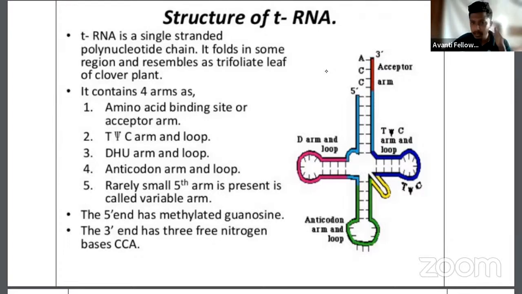And then we have a variable loop. So basically these are the variable loop. And then we have one more loop called the anticodon arm. So each of them has its own significance. All right. So let's see what it is.